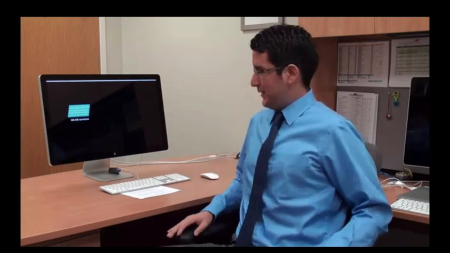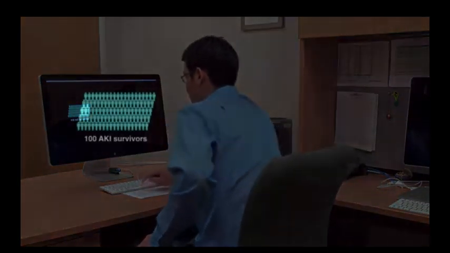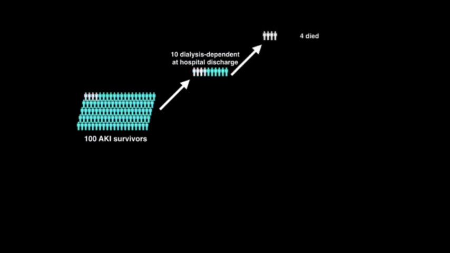Let me walk you through this population plot figure to overview some of the consequences of acute kidney injury. Let's simulate we have 100 severe acute kidney injury survivors. Let's suppose 10 patients were discharged on dialysis. Of these 10 patients, 4 died. 2 recovered kidney function. And 4 developed chronic kidney disease or remain dialysis dependent.